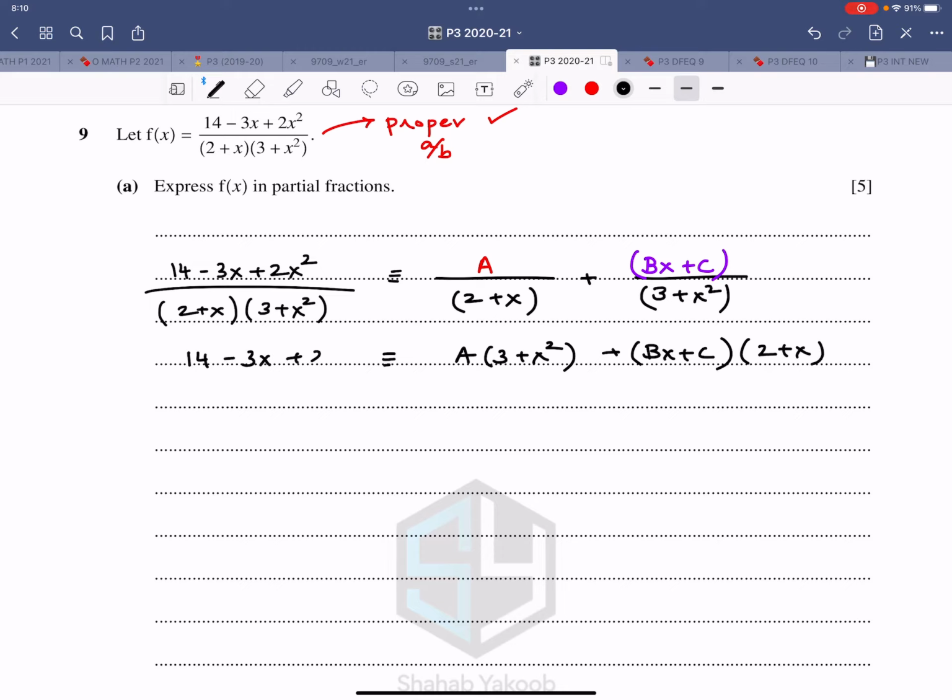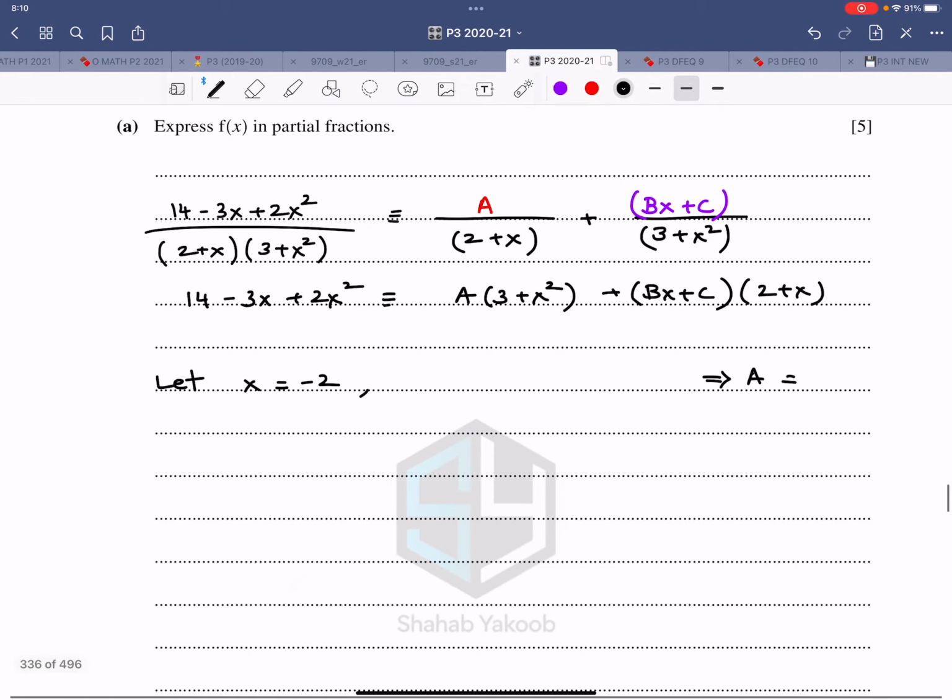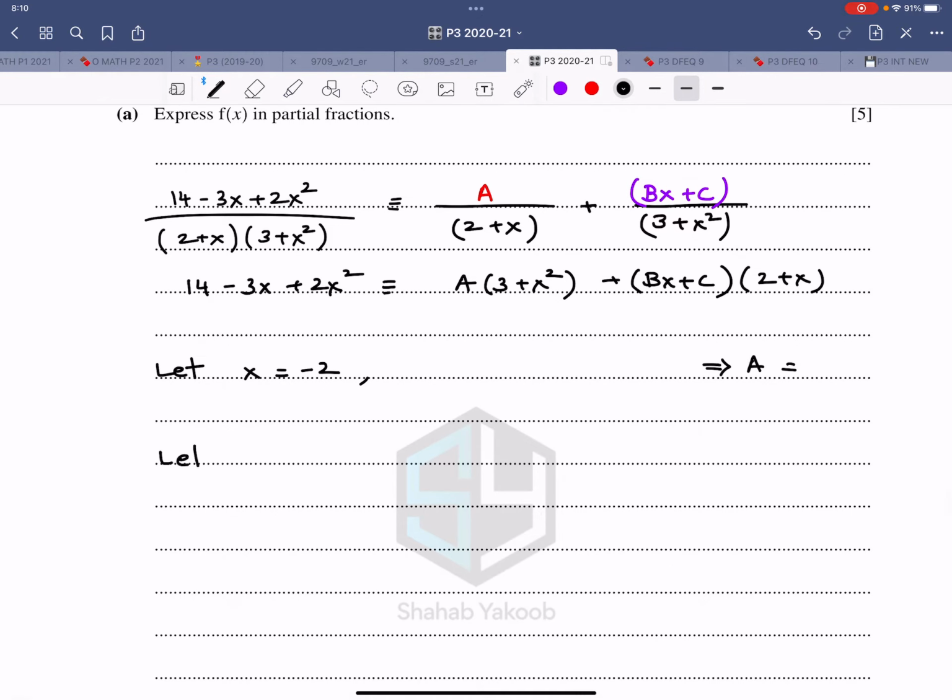And then there is a certain order in which you will proceed. Let x equals minus 2. So bx and c would disappear, and you will find the value of a. I'm not working this out, I'm just writing this step because people say it's too easy, so that's why I'm skipping it. Let x equals 0. So therefore on the left we have 14, and we have already found the value of a, which comes out to be 4.